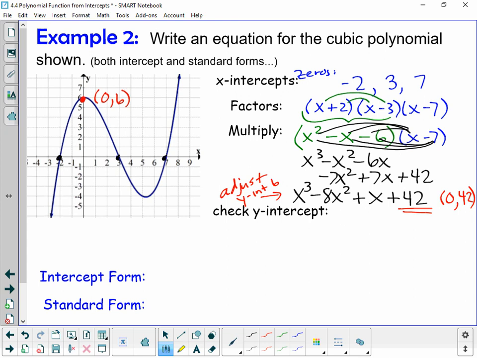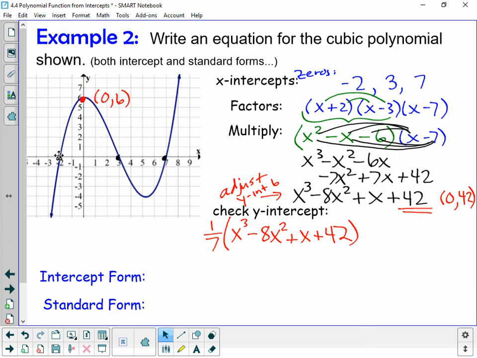Well, the way that we can adjust it, we can't just add a number or subtract a number, but what we can do is multiply that equation. We can stretch it. We can use a vertical stretch. In this case, we want this 42 to become a 6, so we want to multiply the whole function by 1/7, or some of you maybe were thinking that you would want to divide by 7, and multiplying by 1/7 is the same as dividing by 7. So we want to multiply that entire function, every single term, by that 1/7.